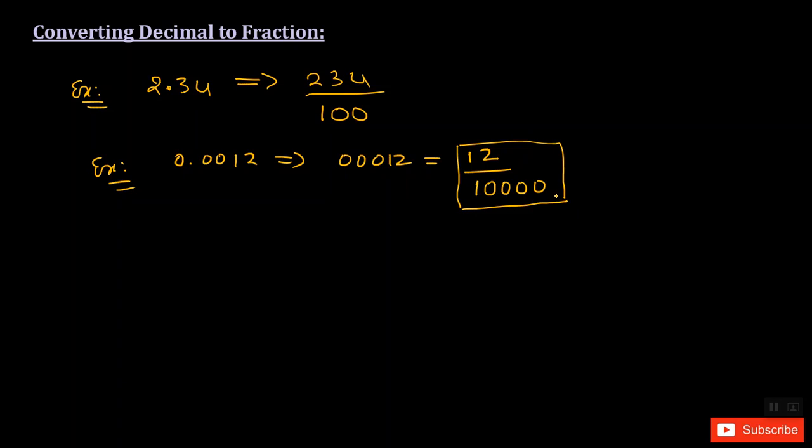Now let's move to the next: converting a fraction to a decimal. This is a little different from what we did previously. Whenever you go for converting fractions to decimals, you have to do a long division. What does it mean? Let me take one example. Convert 25 by 4 to a decimal. They are asking what 25 by 4 is equivalent to in decimal.